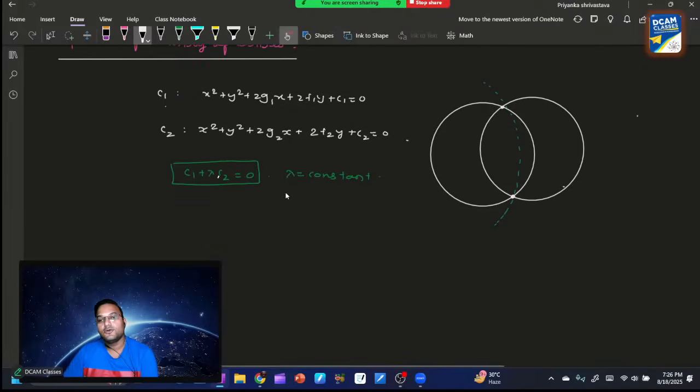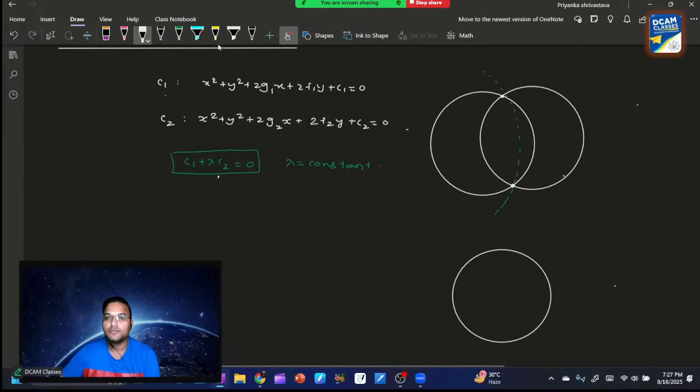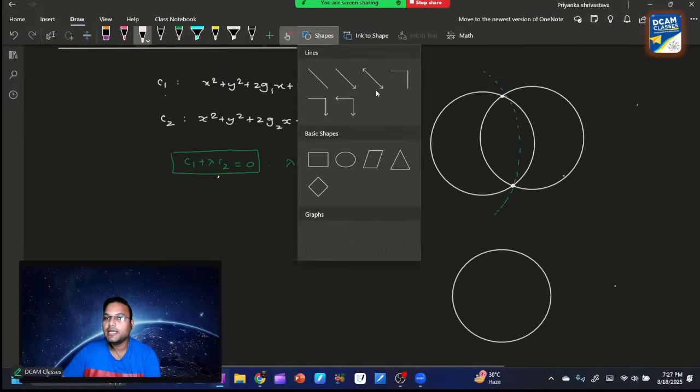It's like in your home, there is your father, your mother, they are living in the same home, but they are of different ages. Like here, every circle is passing through the same intersection, but they have different radius. In the same way, in the family of circles, sometimes they ask you the family of circles which is passing through the point of intersection of a circle and a line.